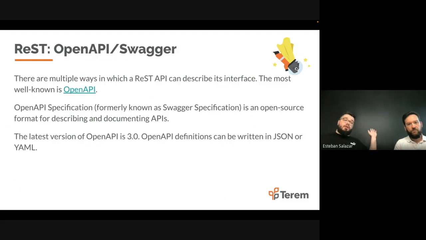Since we're only talking about REST, we're going to go through OpenAPI or Swagger. There's multiple ways in which a REST API can describe its interface. The most well-known is OpenAPI. It's a very standard way of defining REST APIs in terms of documentation and specs. The OpenAPI spec, formerly known as Swagger spec, is an open source format for describing and documenting APIs. The latest version is 3.0, and OpenAPI definitions can be written in JSON or YAML.